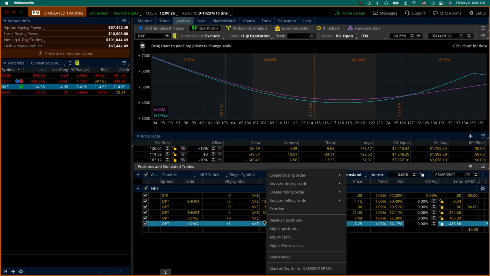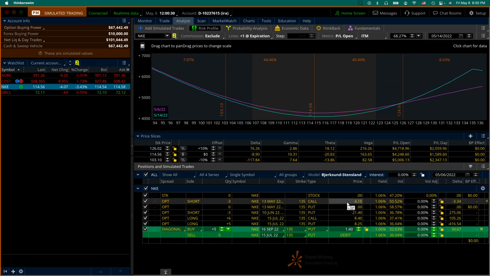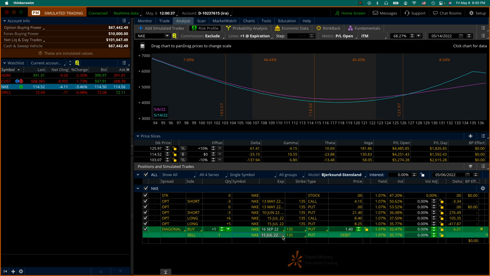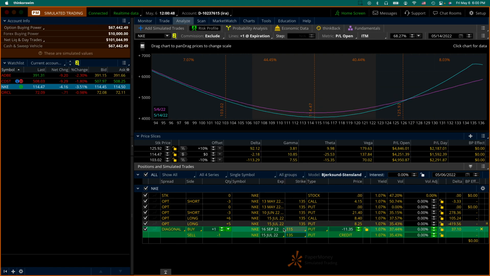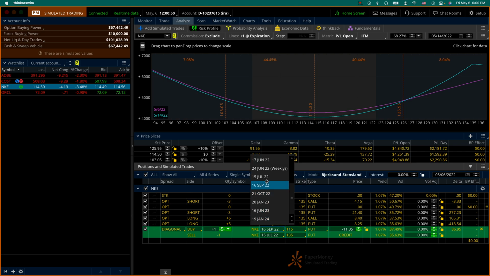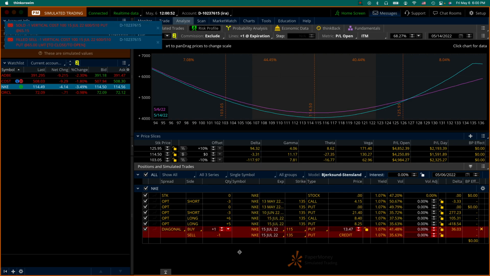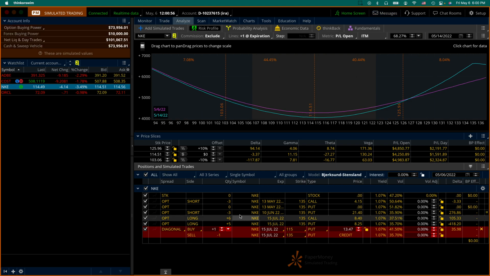You can also roll it down. If you want to do that, I would suggest only one of them right now. Close the July 135 and roll it down to 114, 115. And the exact expiration, July the 15th. Oh, the Costco sold. We'll take care of that in a minute, okay?